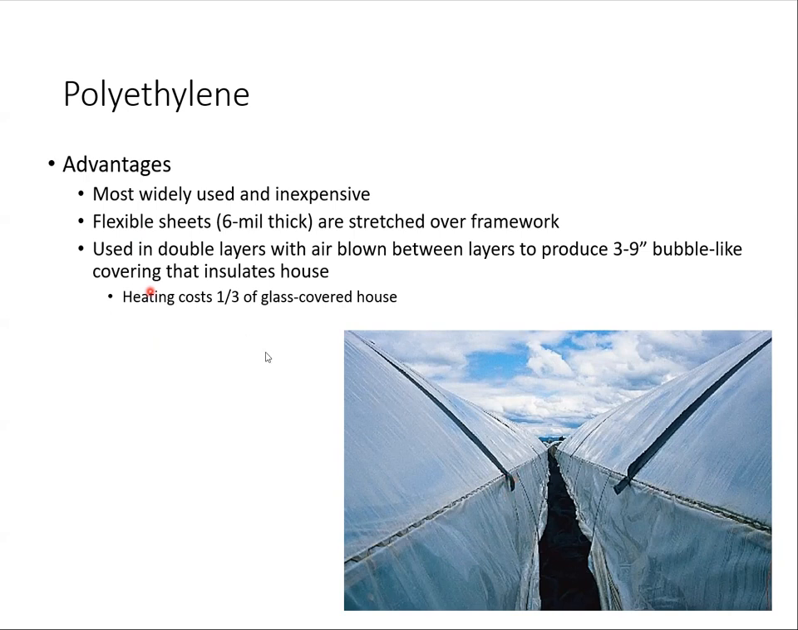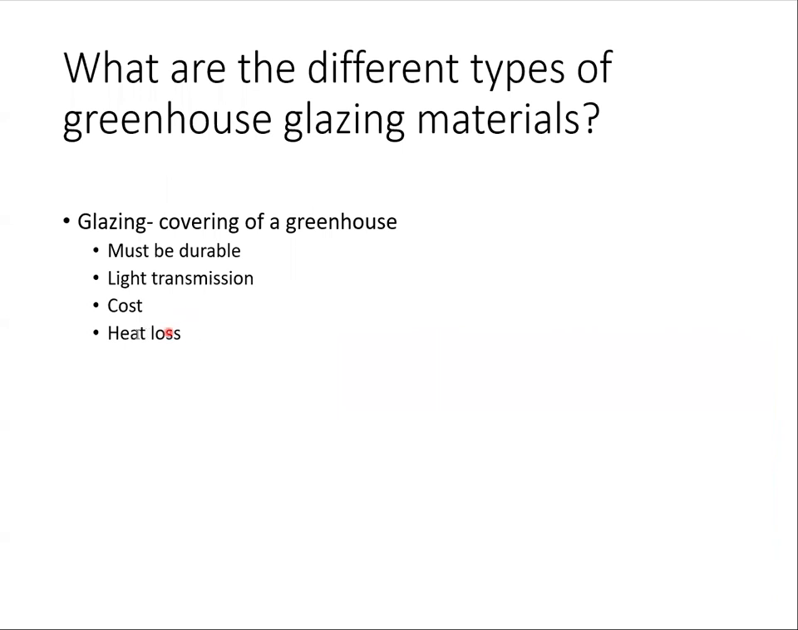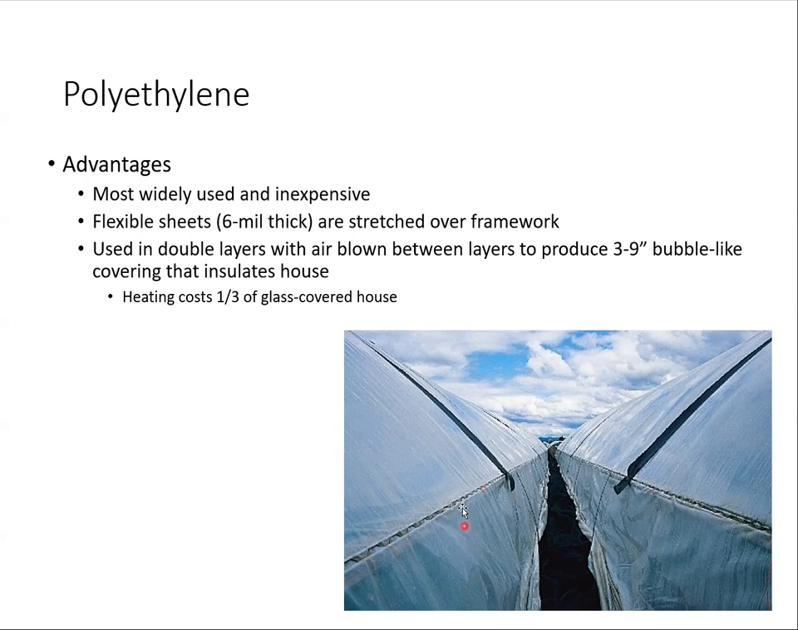Now, one of the cool things that they do, because the polyethylene has really high heat loss, is that they'll double these up. So they'll put one up and then another one outside of that, and then they'll blow air in between it to create a separation between the outside environment and the inside environment. And what that does is it does a bit of insulation to be able to retain heat. And it does say here, heating costs are a third of the cost of a glass covered house.